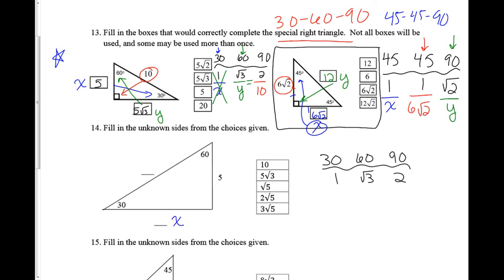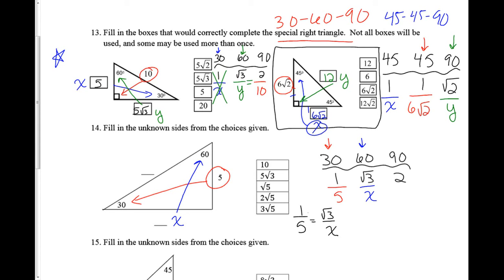So let's say I call this side x. This 5 here was given to me, and it's across from the 30. So I go to my 30, and I make a fraction with the 1 that's underneath the 30. Next, I need to place my x. My x is across from the 60. So I go to my 60, and I place my x under the square root of 3 to make a fraction. I'm going to take these two fractions, and I'm going to solve for x.